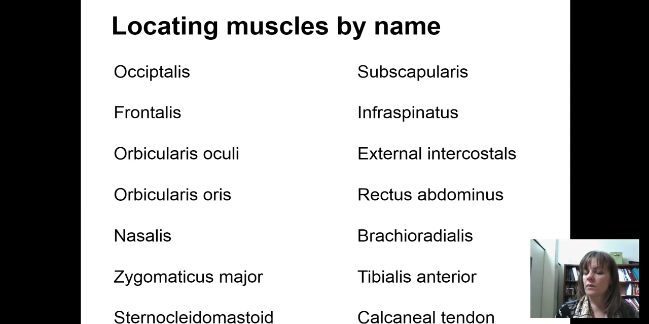And so this is how I want you to think about these muscle names, not just try and memorize them straight out, but think about what the names mean and where you might find them, and that's going to make this section a lot easier.